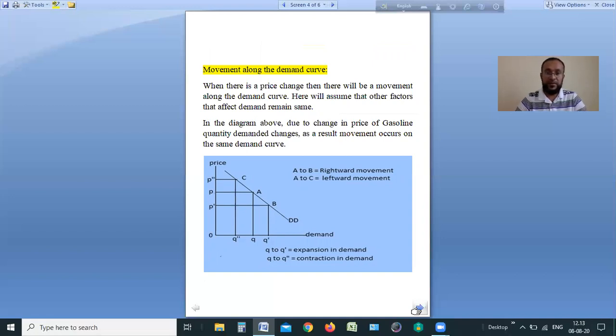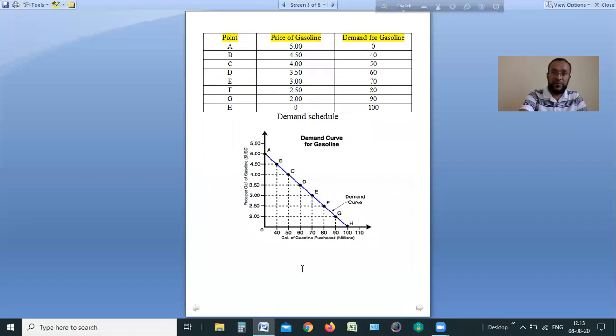If price goes up, quantity demanded goes down. If price goes down, quantity demanded goes up. So this is called the movement. Here we are staying on the same demand curve. Say in the previous diagram, say here point C. For example, we are now at point C. Here, when the price of gasoline per gallon is $4, our demand is 50.